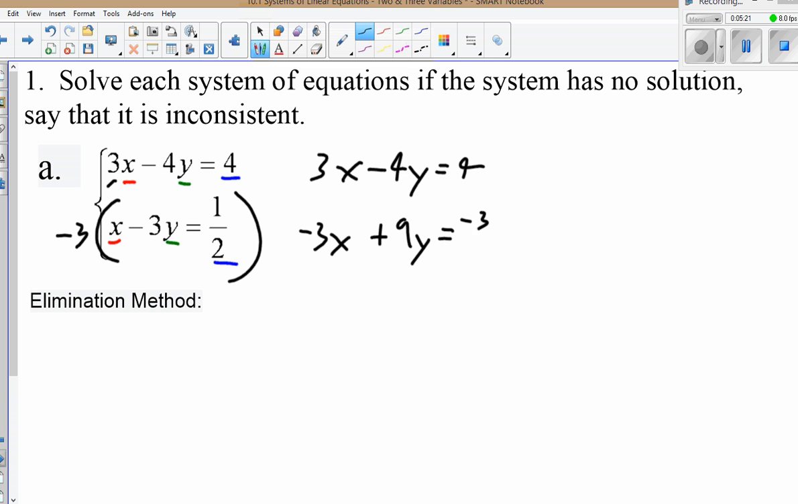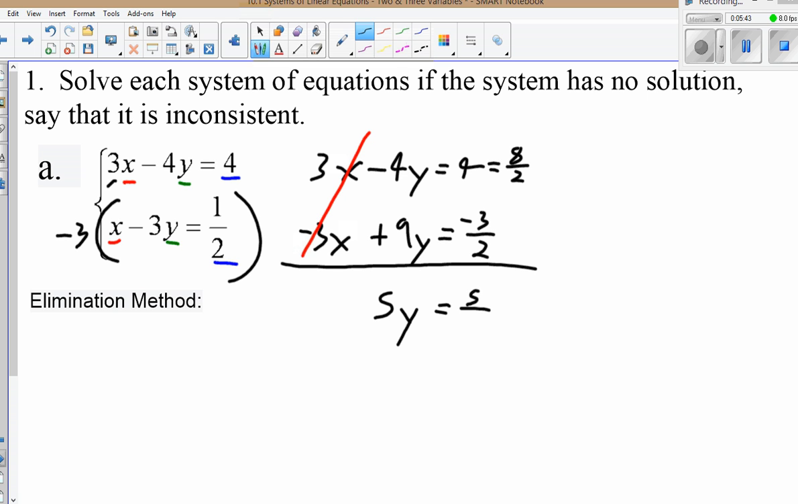equals negative 3 halves. So as I stack and add these, hence why it's called elimination, my x's are going to be eliminated. And I'm going to be left with 5y is equal to, well, this is 8 halves minus negative 3 halves, which is going to be 5 halves. Okay, now I have one single variable, and I can just go ahead and solve that for y, and I get y is equal to 1 half.